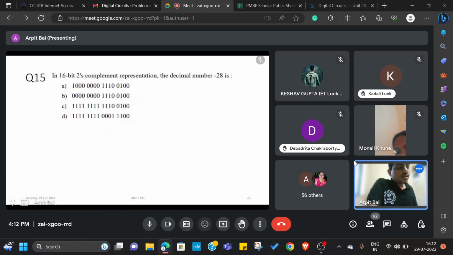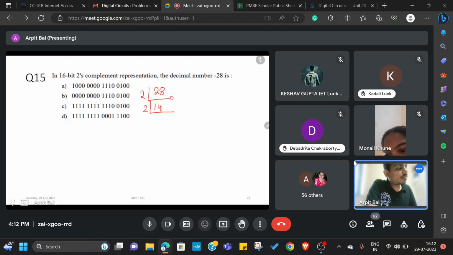Here we are given a decimal number, minus 28. We need to find the 16-bit 2's complement representation. So first we need to find the binary representation of 28. For that we will perform the long division method.